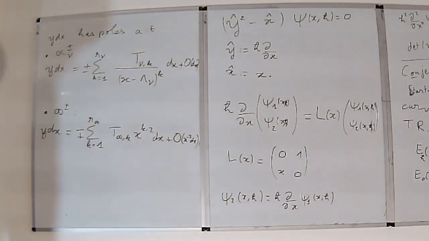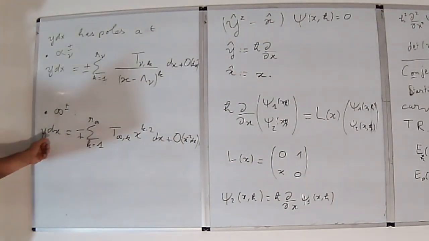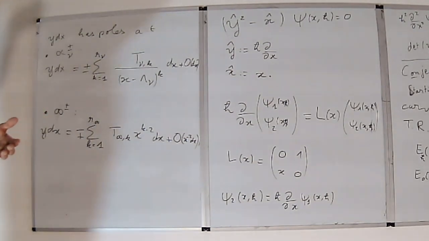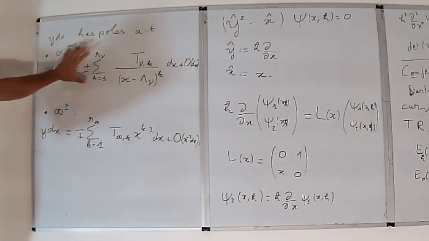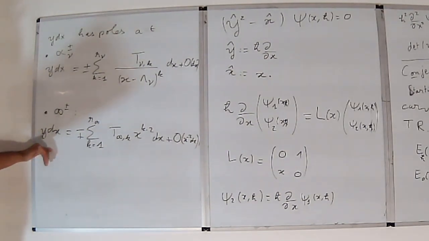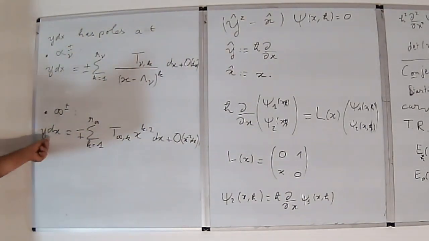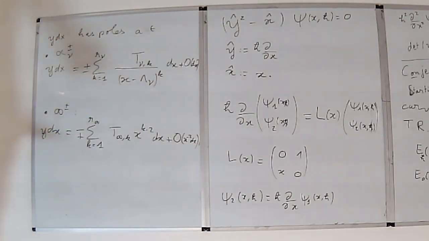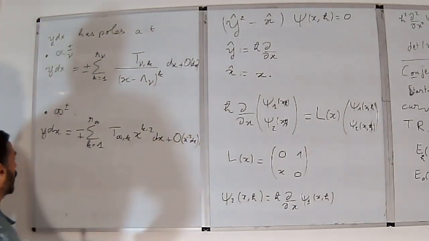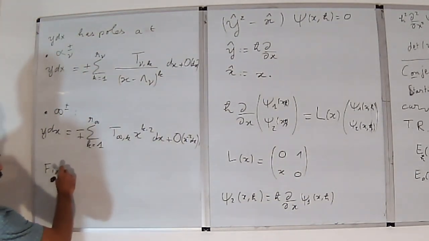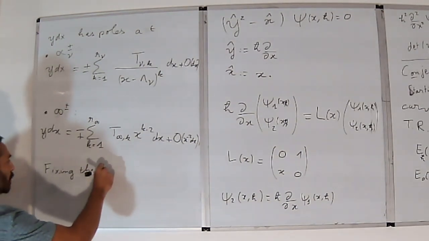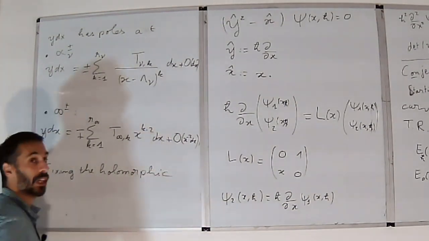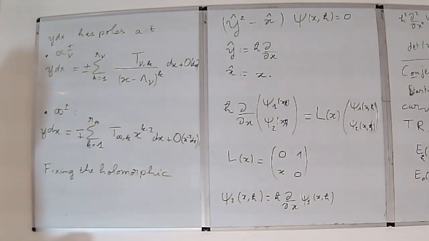But here, I've got a higher genus curve, meaning that if I fix the pole structure, I can always add some holomorphic form to it. I will not change this formula, but I will change the one form. So in order to fix y dx completely, I will have to fix also its holomorphic part. So there are different ways to do it. What we will do here is by fixing the periods of y dx along some basis of cycles.